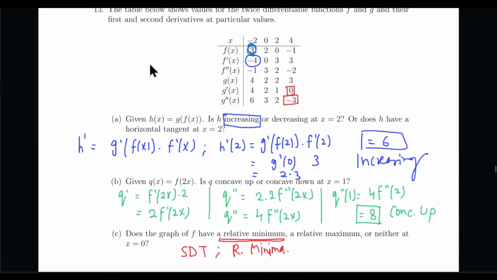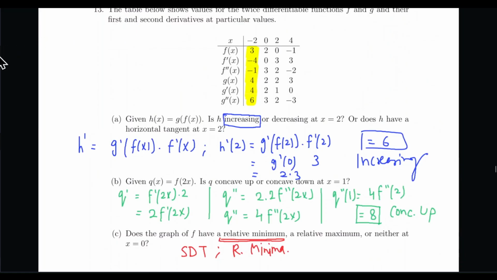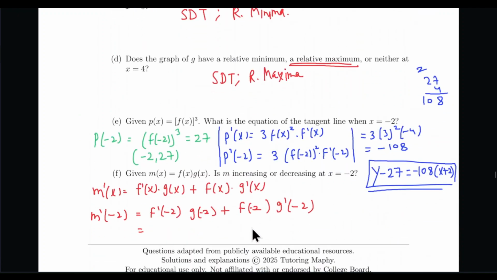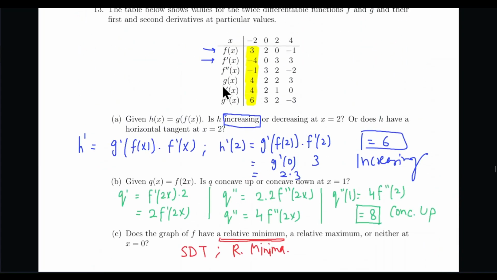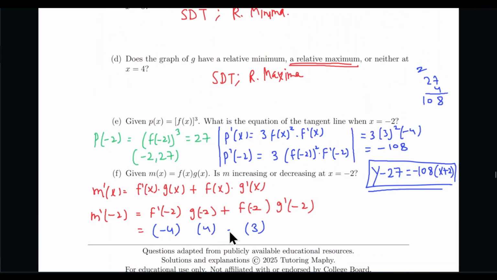Okay, all right, let's move up and get the values at negative 2. I'm just going to shade it, otherwise I will be lost with so many values. I'm looking for f and f prime first. Let's find f and f prime. So f is 3 and f prime is negative 4. And for g, g is 4, g prime is also 4. Great. 4 times negative 4 is negative 16 and 4 times 3 is 12. So this guy is negative.